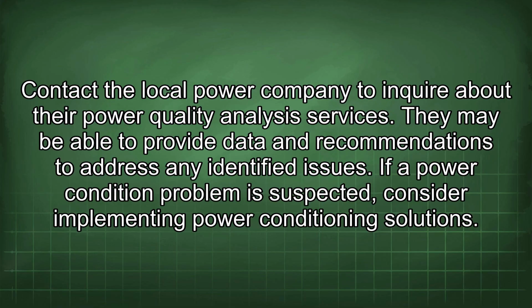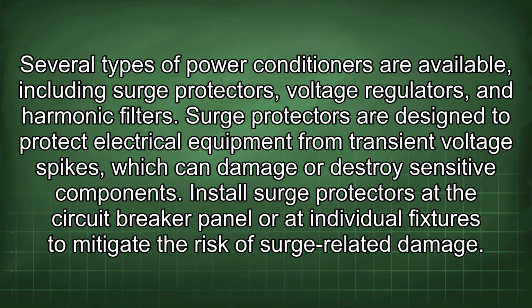If a power condition problem is suspected, consider implementing power conditioning solutions. Several types of power conditioners are available, including surge protectors, voltage regulators, and harmonic filters. Surge protectors are designed to protect electrical equipment from transient voltage spikes, which can damage or destroy sensitive components. Install surge protectors at the circuit breaker panel or at individual fixtures to mitigate the risk of surge-related damage.